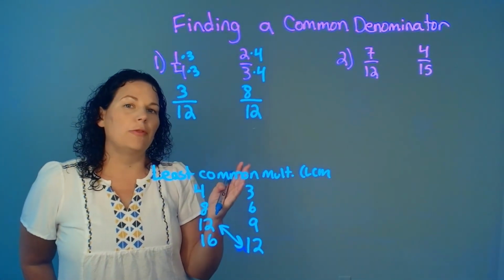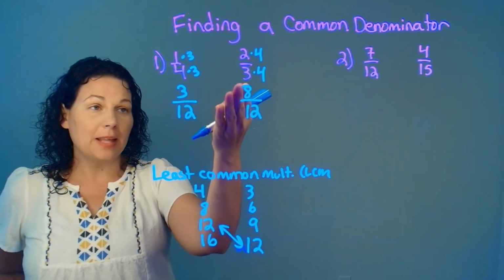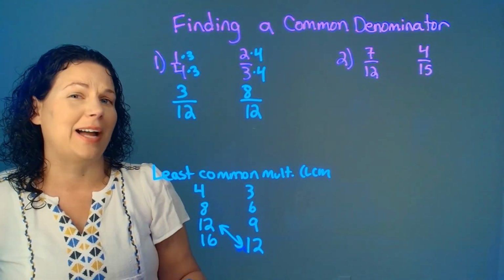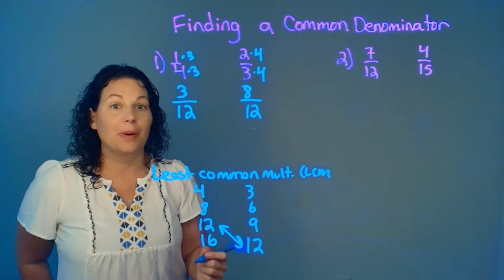So this is really helpful when you are comparing numbers. 8 out of 12 is bigger than 3 out of 12. You also have to do this when you're adding and subtracting. So make sure you practice this.